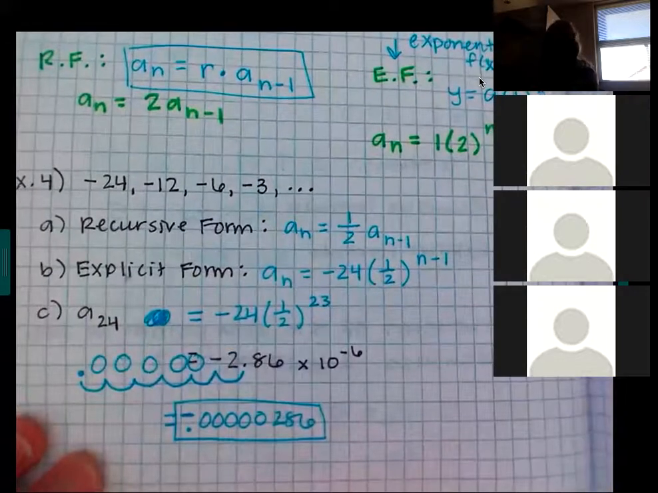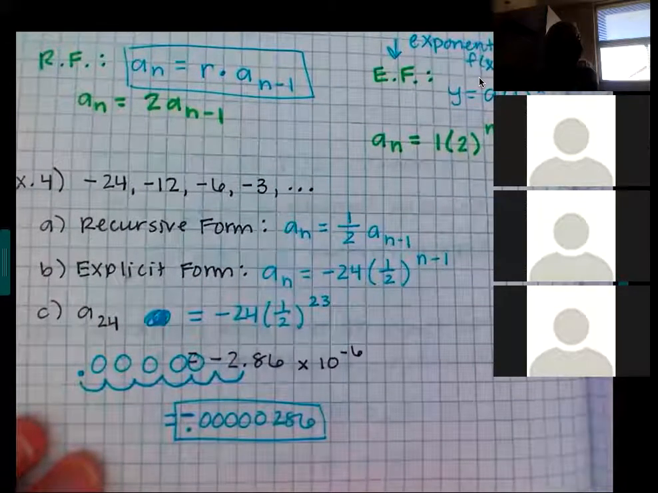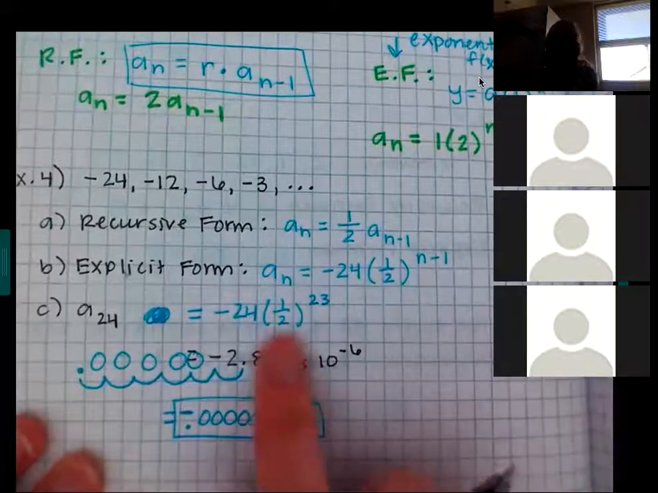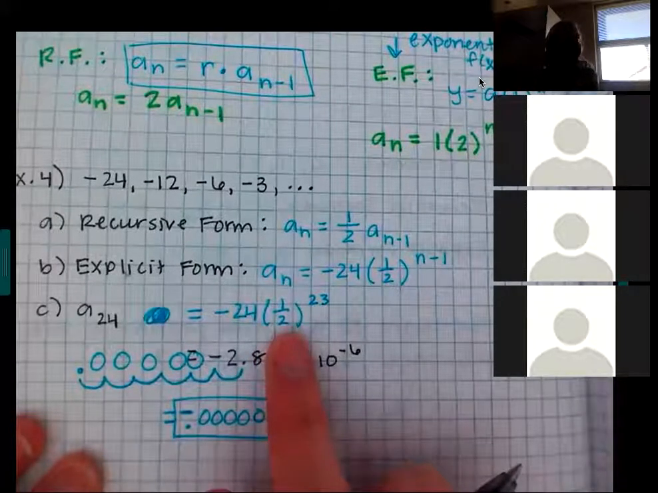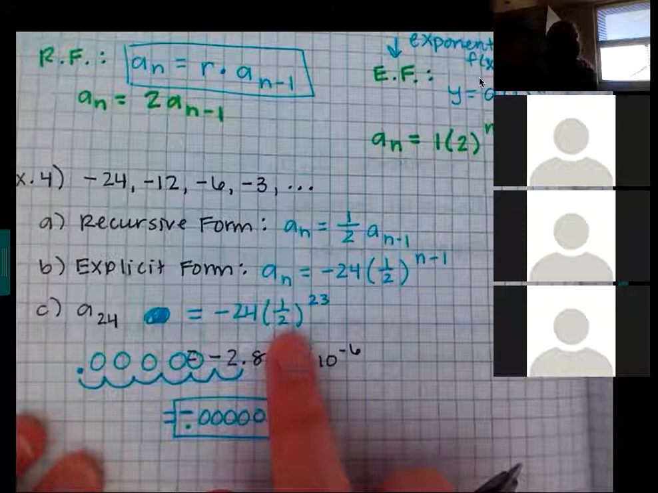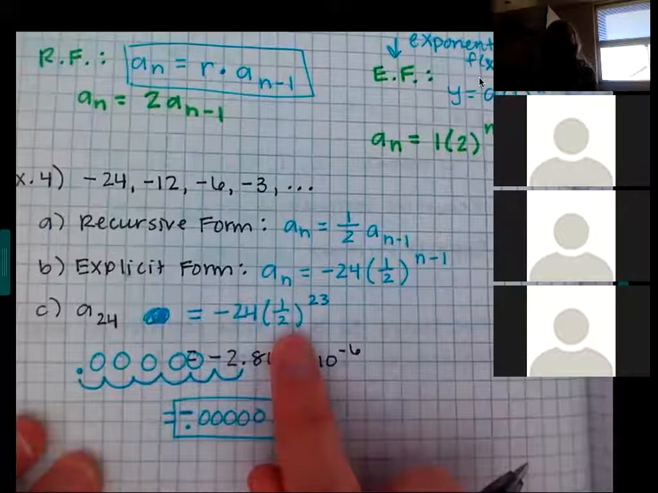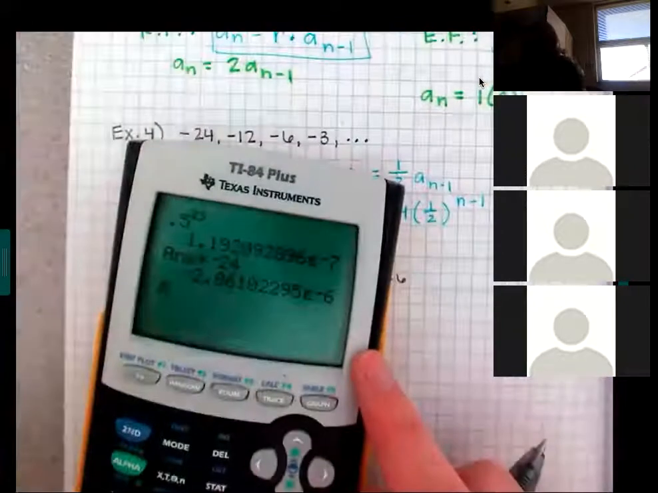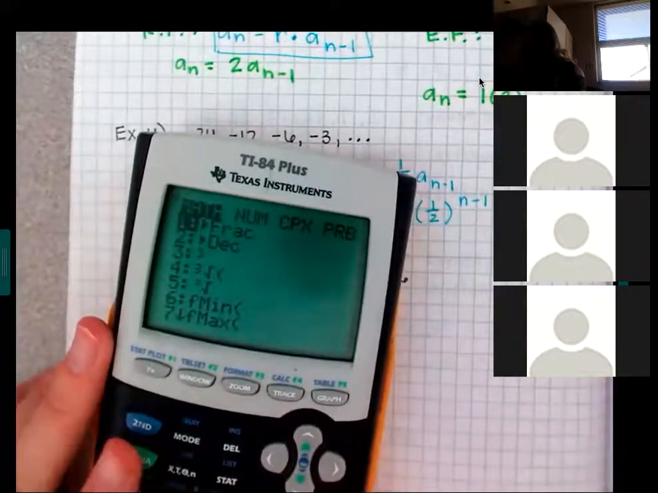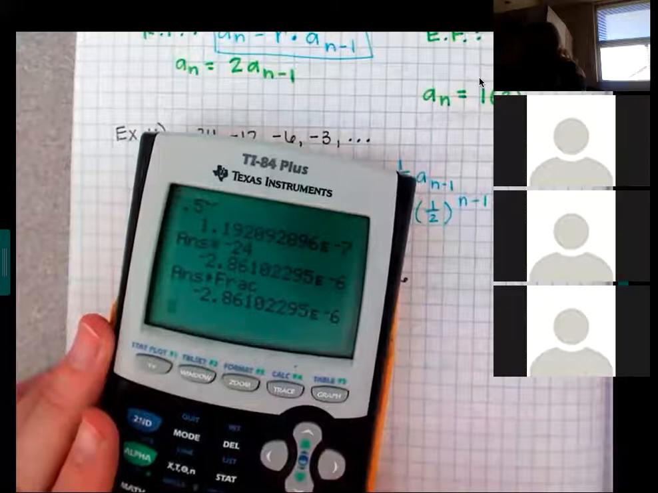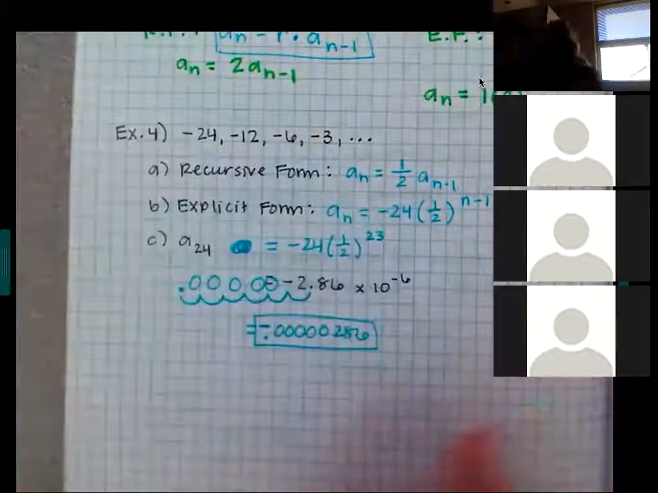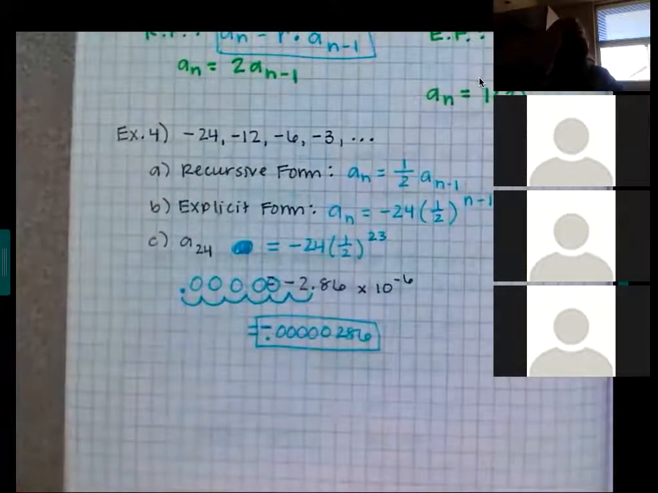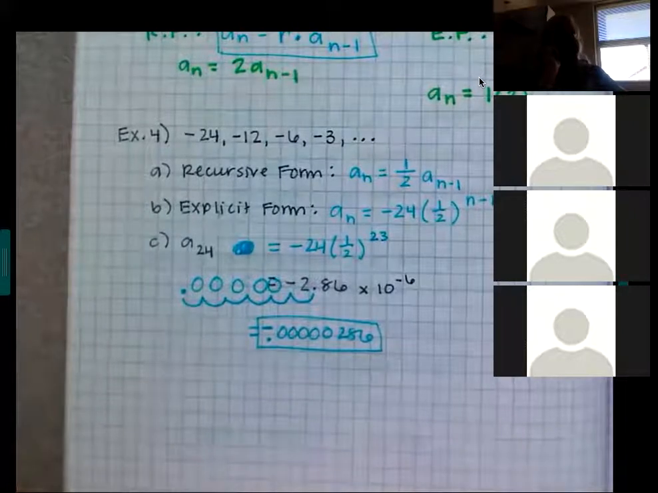Now, how else could you guys have written that? What's your rate? 1/2. Half, which is a fraction. You could also change this to a fraction if you used a calculator. Math, enter. Oh, it's not going to do it. That's fine. Desmos should do it for you. I can show you how to change it to a fraction if you would like. Okay?